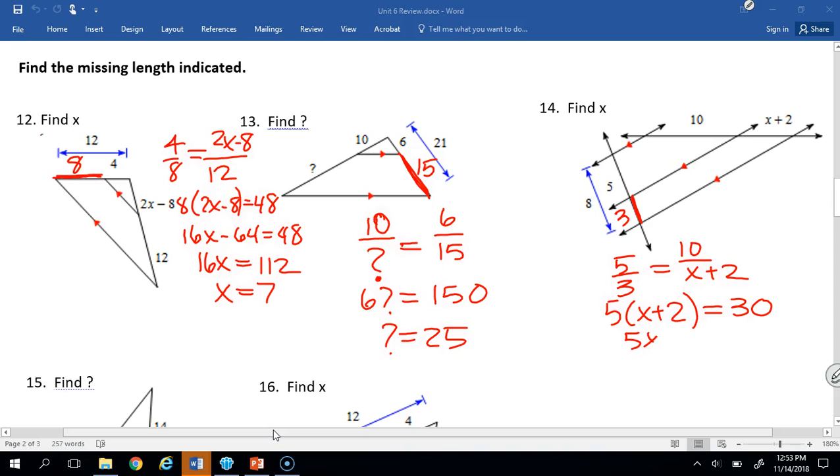That's 5x plus 10 equals 30. I'm going to subtract 10 from both sides, so that's 5x equals 20. So x here is equal to 4.